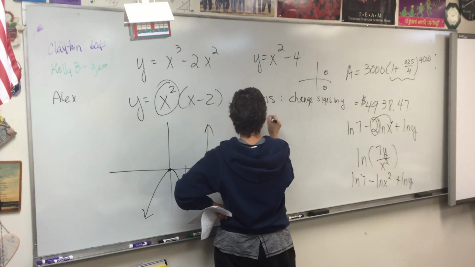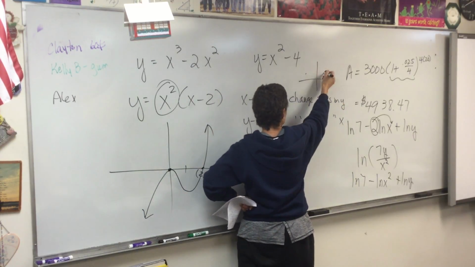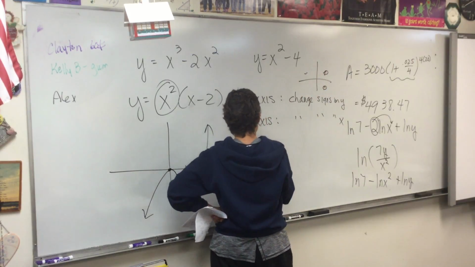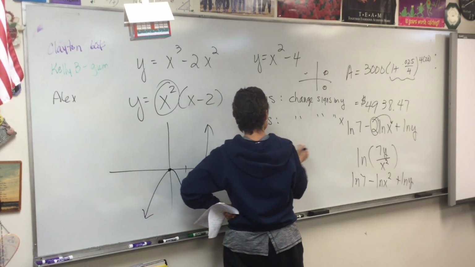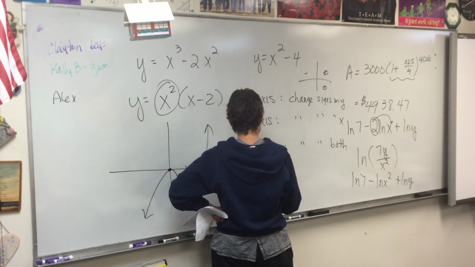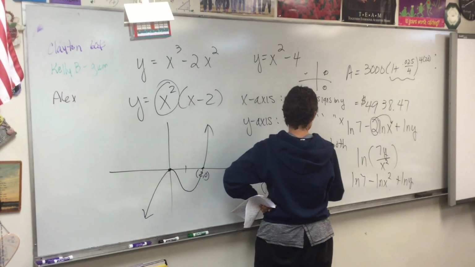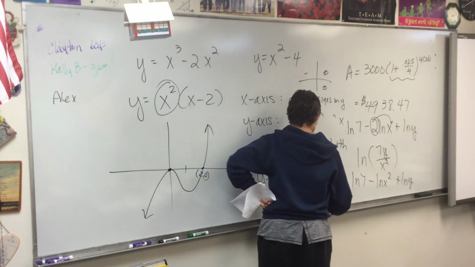For symmetry about the y-axis, you change the signs on x, because you're going this way. For the origin, you change them both. And for the identity line, you switch y and x. Just interchange y and x.